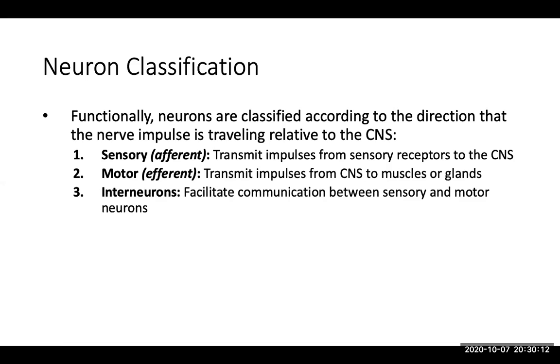Functionally, neurons are classified according to the direction that the nerve impulse is traveling relative to the CNS. They will be sensory or afferent neurons if they transmit impulses from the sensory receptors to the central nervous system. And there will be motor neurons or efferent neurons if they transmit impulses from your central nervous system to muscles or glands. Interneurons are a type of neuron that will be the mediator between the two. So these guys will facilitate communication between sensory and motor neurons. They will most often be found in the spinal cord.